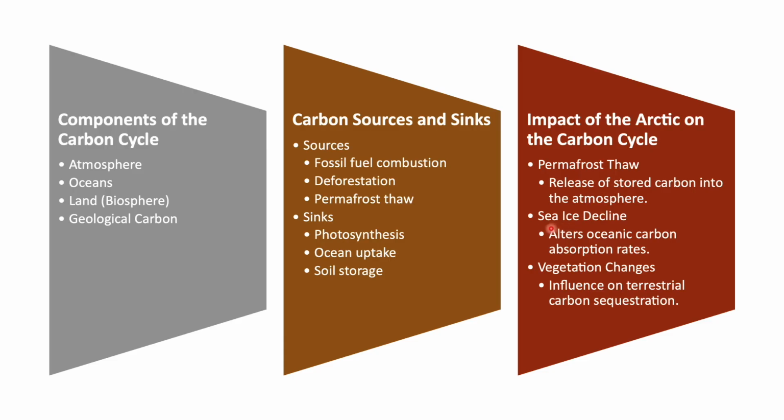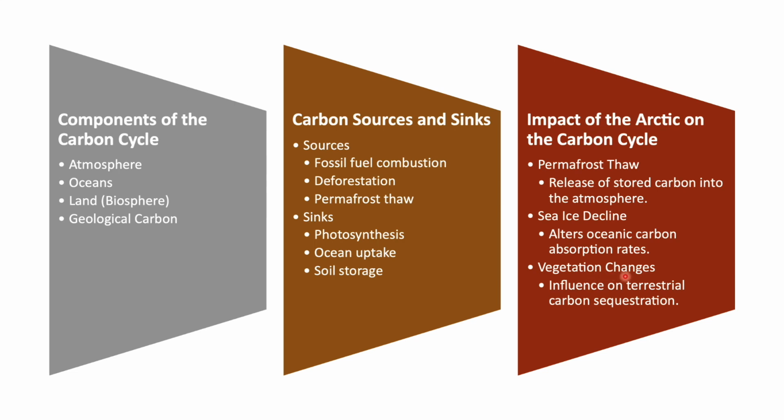The second one is sea ice decline. So what happens when the sea ice declines? When the sea ice declines, it alters the oceanic carbon absorption rate. Sea ice declining means now more water is exposed to carbon dioxide, so the carbon dioxide can directly get into the water. That is how the sea ice change affects it, with more carbon dioxide being taken up by the seawater.